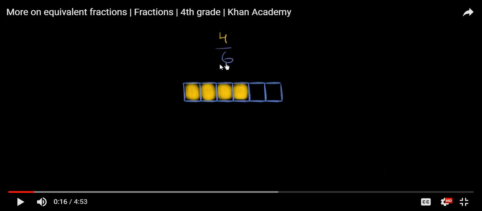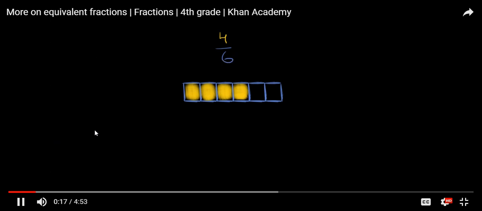Right here, I want you to realize that this 6 is the denominator. It is how many total pieces you have. And then your numerator, your top number, is how many are shaded in. A lot of times in your word problems, it's how many pieces they ate or used, or how many pieces are left. So depending on what the problem asks, your numerator can stand for a different thing, but your denominator is always how many parts make the whole.